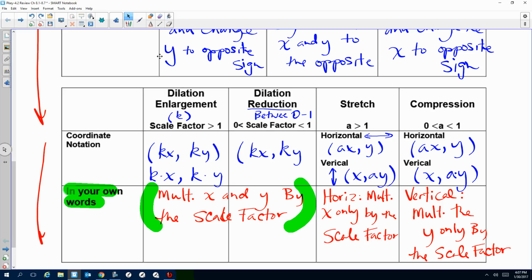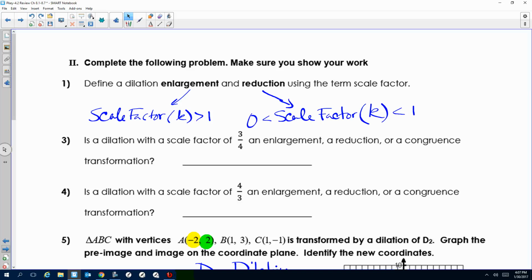So like I said, pause, rewind, get your table filled. We're going to go straight into the application. So you're going to have some problems asking you to identify an enlargement or a reduction. We know it's enlargement when k is greater than 1. And it's a reduction when the scale factor k is between 0 and 1. So our first one here, because our scale factor is 3/4, this is between 0 and 1, this is a reduction.